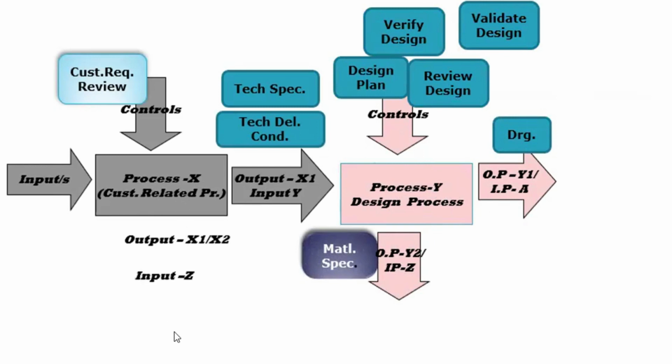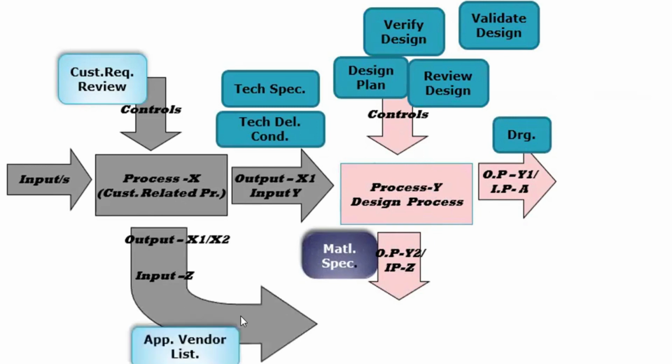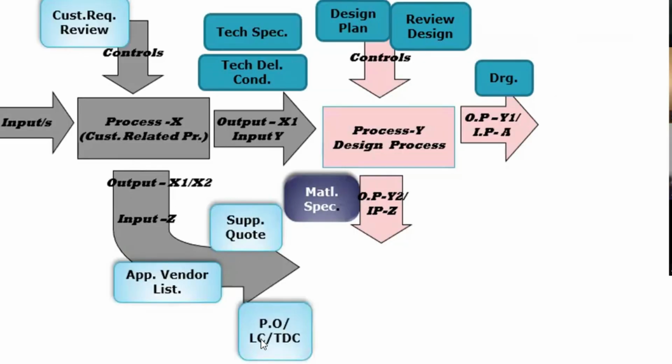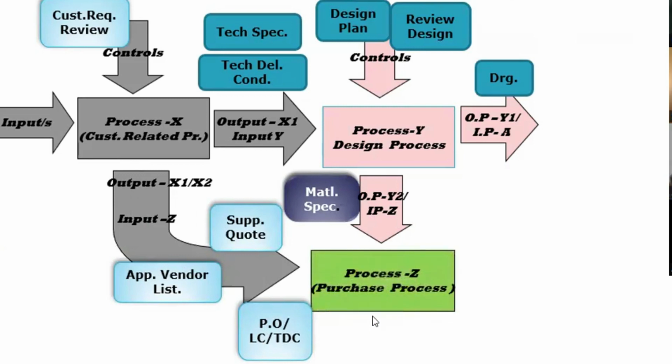There is another output. For example, this is going to the approved vendor list. From the contract, you may find here to buy material from approved supplier only. So you look at the approved supplier list. That's another input. Now you got the material spec, you got the approved supplier, you got the supplier code, and purchase order, technical delivery condition, LC, all these things are input. With this, you are procuring the material, you are placing a purchase order.